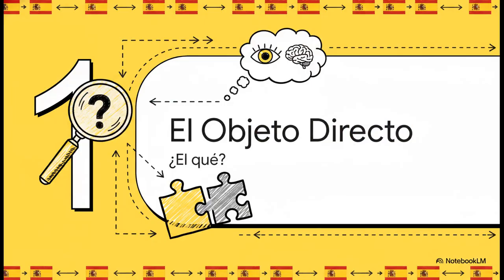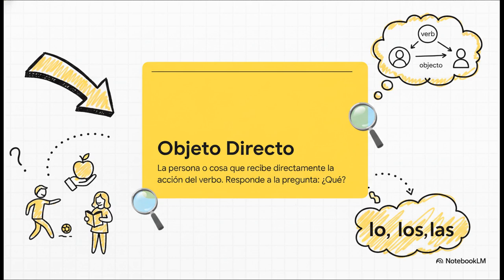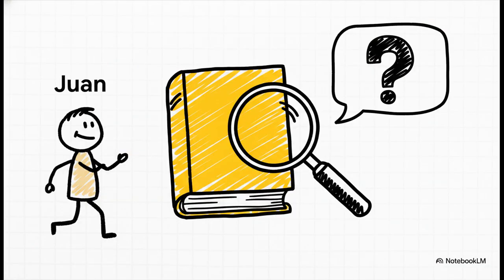Okay, first things first. We have to solve the first piece of this puzzle, which is the direct object. And the main thing to remember here is that it's all about answering one simple question, the what of the sentence. So what even is a direct object? Well, think of it as the target of the verb. It's the person or the thing that is directly receiving the action. And the secret trick to finding it every single time is to just ask the question what or whom right after the verb. Let's put this to the test.